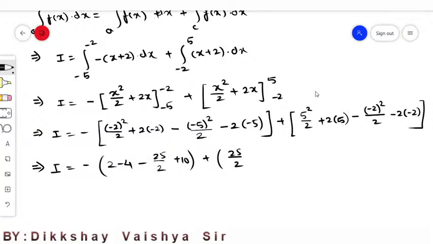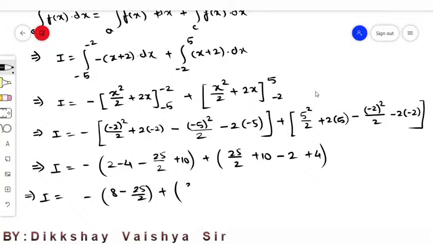So 25 by 2 plus 10, again minus 2 चा square 4 आणि upon 2, that is minus 2, and here minus 2 into minus become plus. पॉझिटिव्ह आहे आणि ही एक हा एक मायनस साइन आहे, तो मी आतमध्ये परत इंट्रोड्यूस करून देतोय. So I is equals to, पहिले याला सॉल्व करून घेऊ. 2 plus 10, 12, 12 minus 4, that is 8, 8 minus 25 by 2 plus इकडे 25 by 2 as it is, and the next term is 10 minus 2, 8, 8 plus 4, 12.